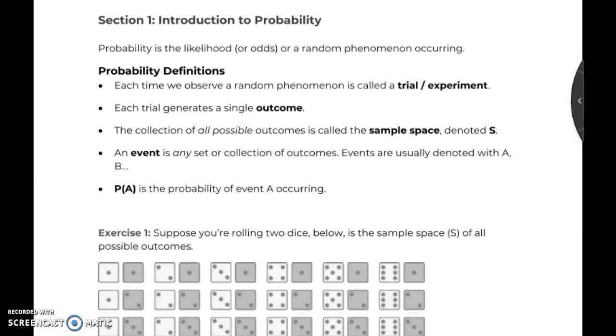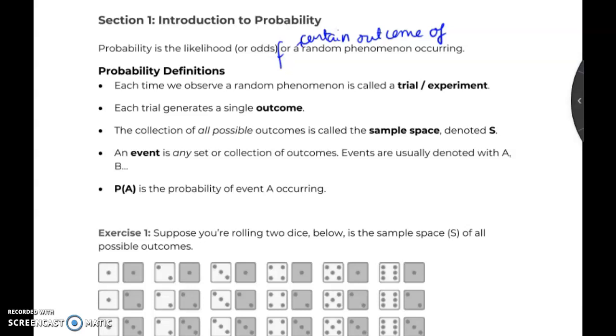We're going to start with probability today, and probability is the likelihood for a certain outcome of a random phenomenon occurring. So let me just correct that. We're going to start by looking at some definitions.